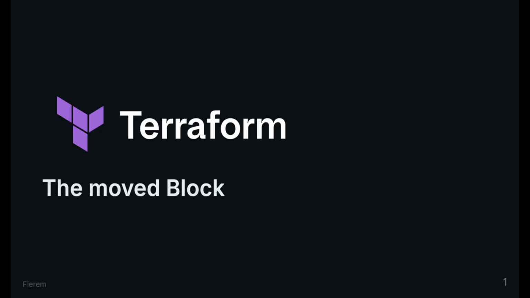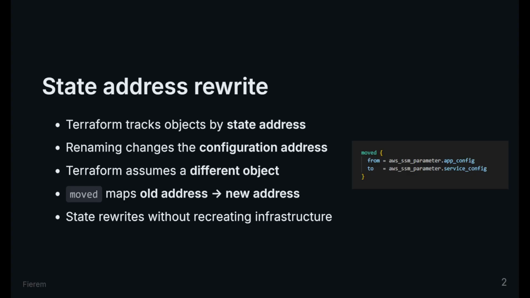The move block. Terraform tracks each object by its state address. If you change an address by renaming or reparenting, Terraform cannot assume it is the same object. A move block declares old address equals new address. Terraform rewrites the state mapping during planning, so the real AWS object stays in place.